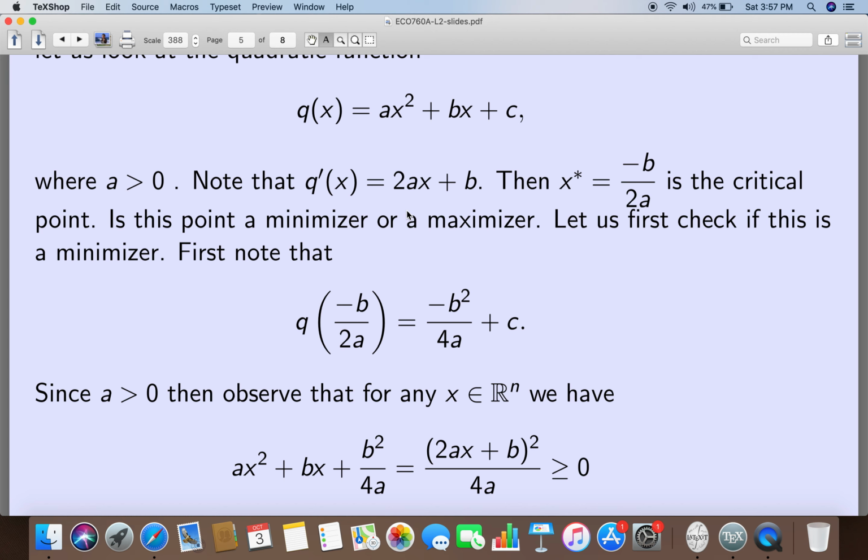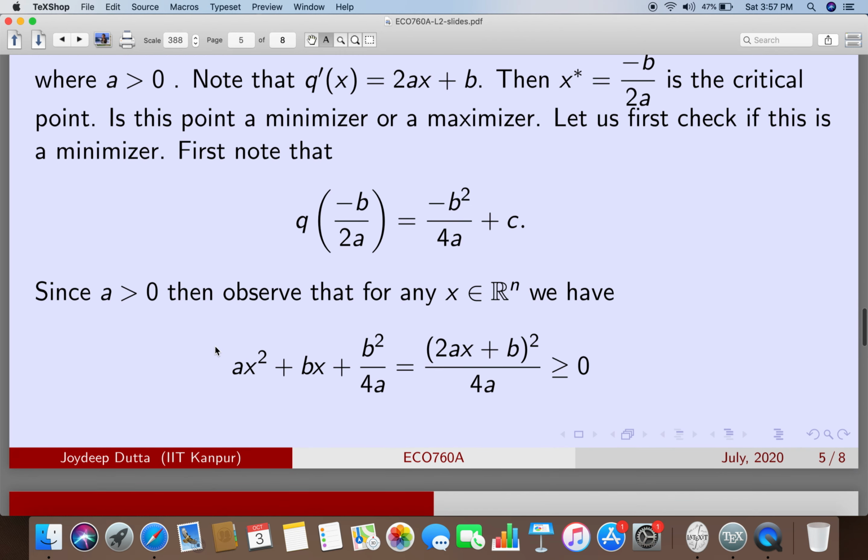I'll finally do that for functions from Rn to R, but I'll not do that here. I'll give you a kind of motivation as to what happens around a local minimizer. And also I'll first discuss this interesting property, that is q(x) is strictly bigger than q(x*) when x is not equal to x*.